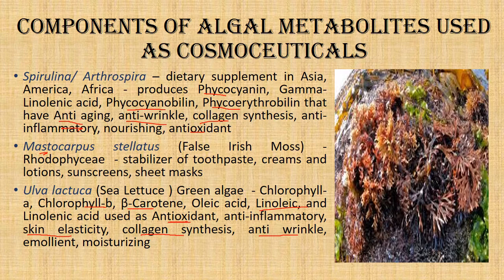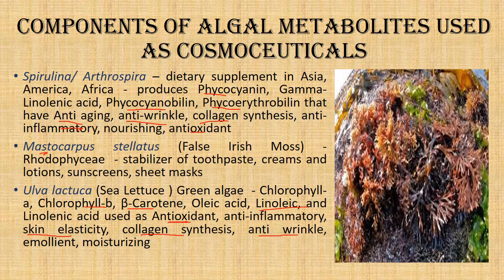A decoction of this Mastocarpus is used as a traditional cure for cough and cold. So this Mastocarpus has a variety of antioxidants, and also it is a very good source of carrageenan.